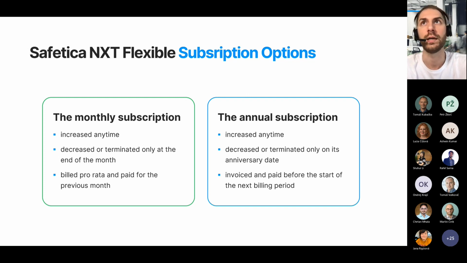And from the price point perspective, if I remember correctly, the price of the annual subscription is the height of 10 months of monthly subscription. So in case the customer subscribes to the annual subscription, they pay for 10 monthly subscriptions in the end.